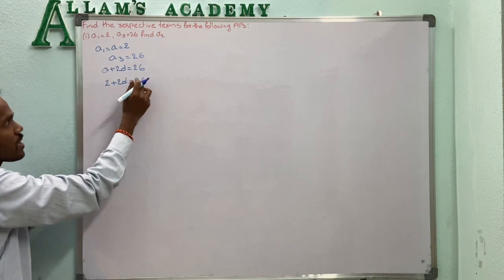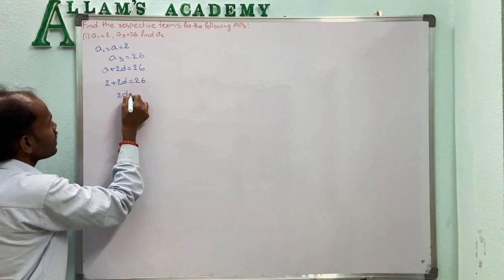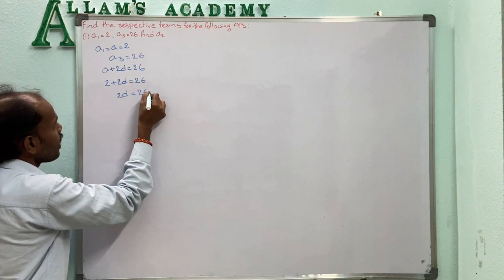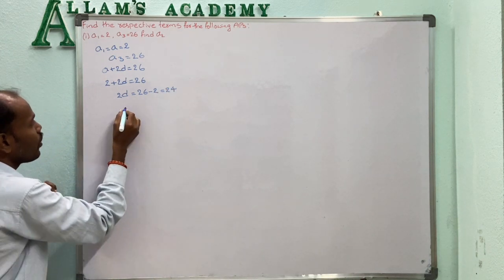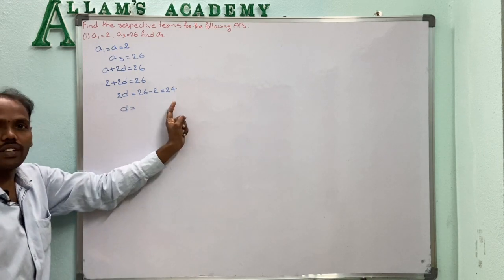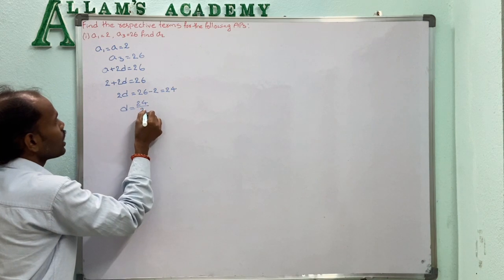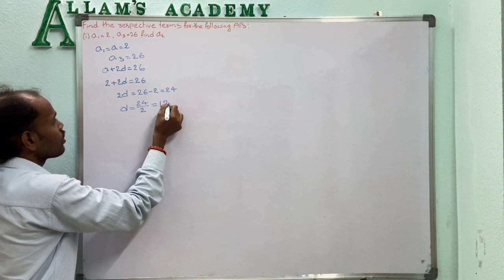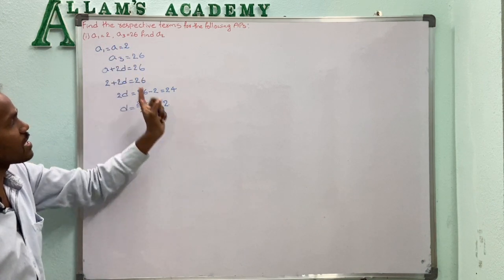Now plus 2 is transferred to that side, minus 2. So 2d is equal to 26 minus 2. 26 minus 2 equal to 24. Now d equal to, multiplication transferred to this side becomes division, so 24 by 2. 24 by 2 is nothing but 12. So the common difference of the series is 12.